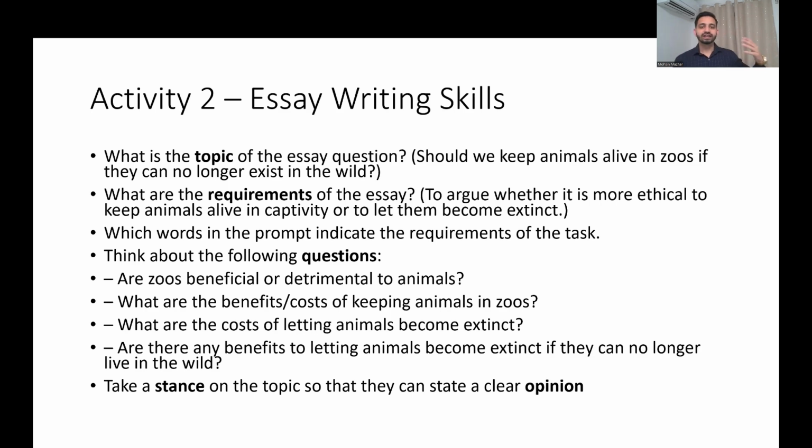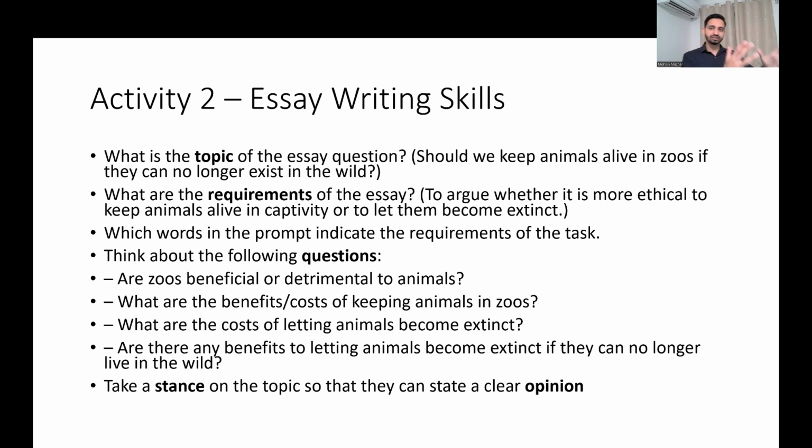What are the costs of letting animals become extinct? So if they become extinct, what's the cost of that? You should think of it that way as well, right? Are there any benefits to letting animals become extinct if they can no longer live in the wild? You can also think about the benefits of letting animals become extinct if they no longer live in the wild. And you have to take a stance.